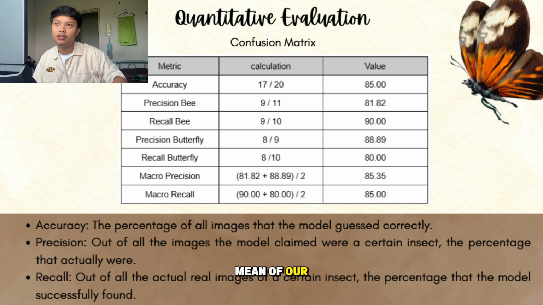So finally, let's look at the numbers of our overall performance metrics. Our overall accuracy, which is the percentage of all images that the model guessed correctly, was 85%. That is 17 out of 20 predicted correctly.